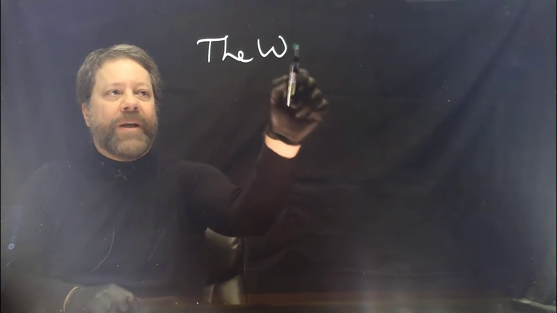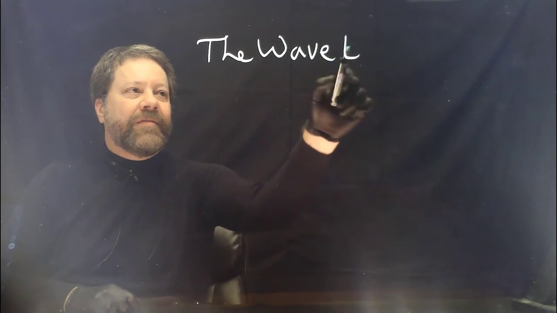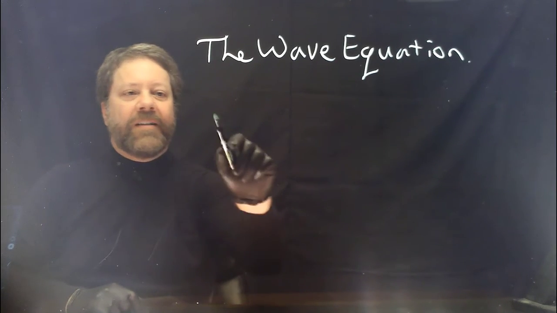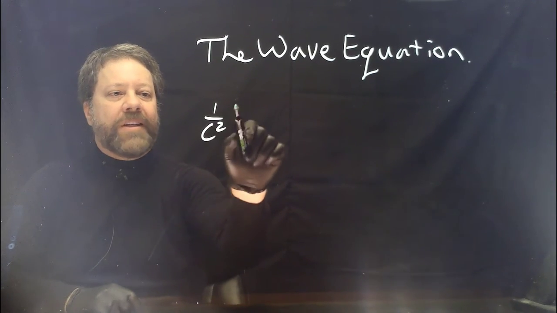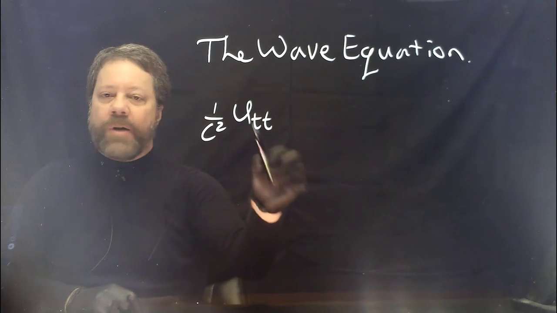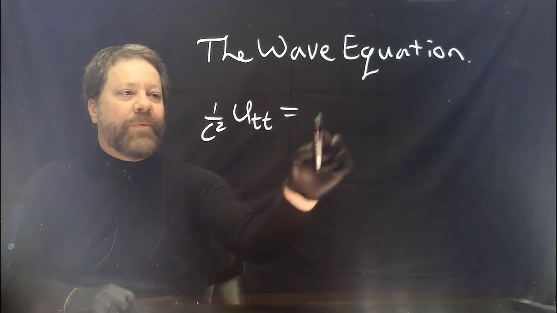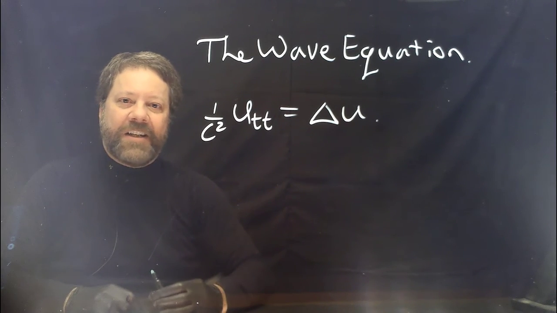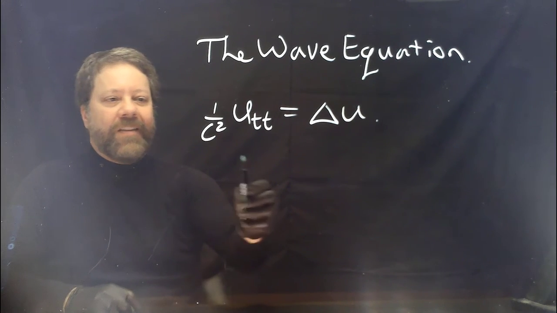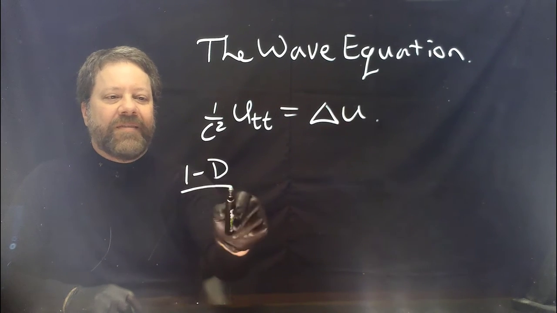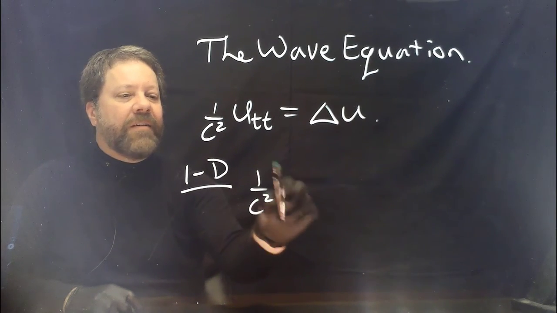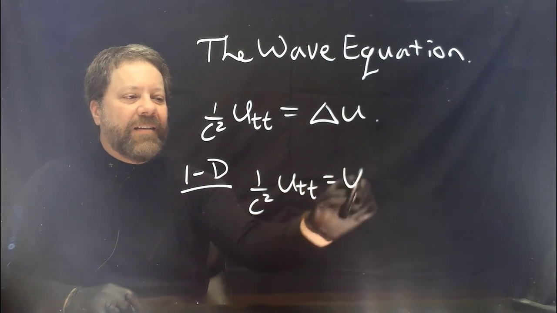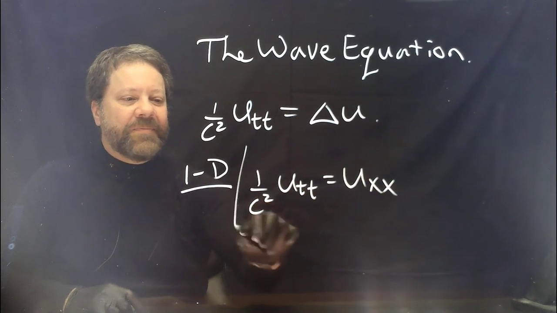The wave equation takes the form 1 over c squared times the second-order partial derivative of u with respect to time equals the Laplacian of u. I would like to look at a derivation of this equation in the one-dimensional case. In one dimension, we have 1 over c squared u_tt equals u_xx.